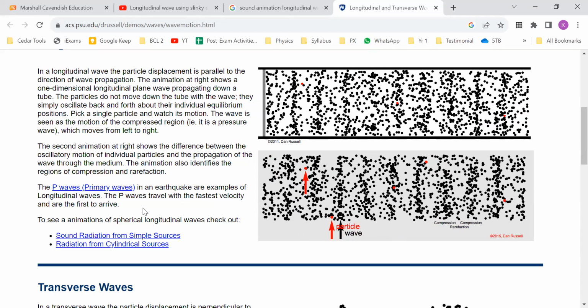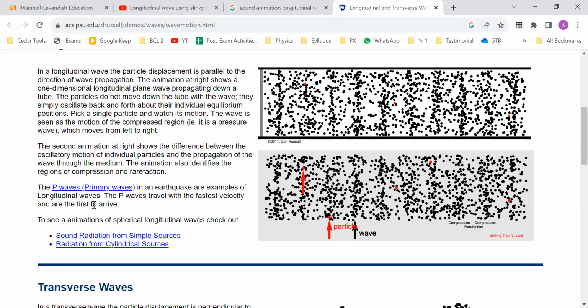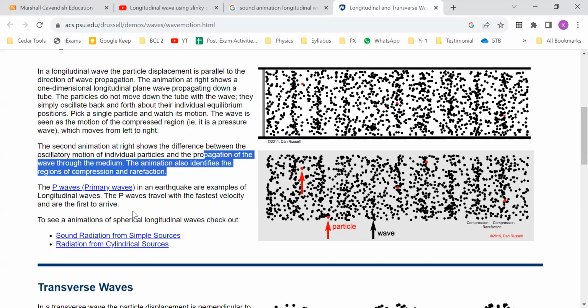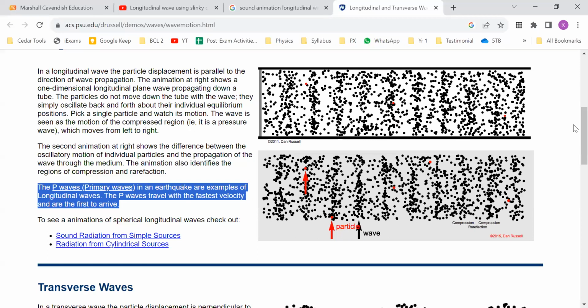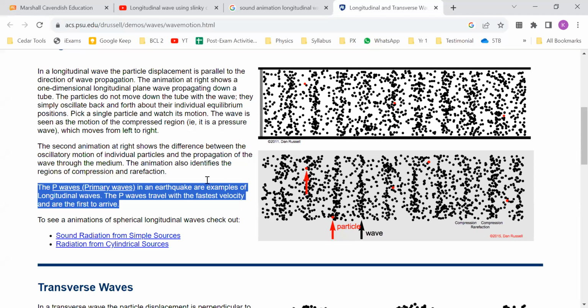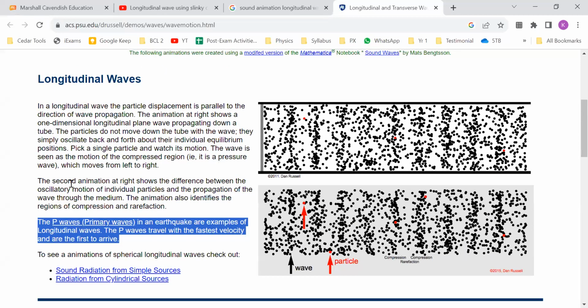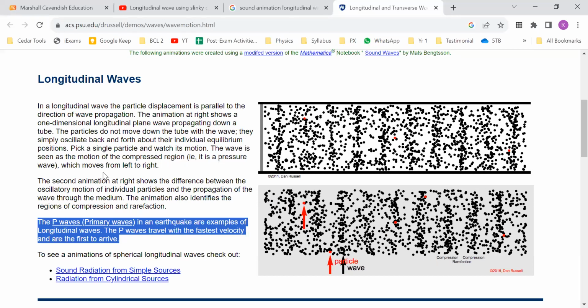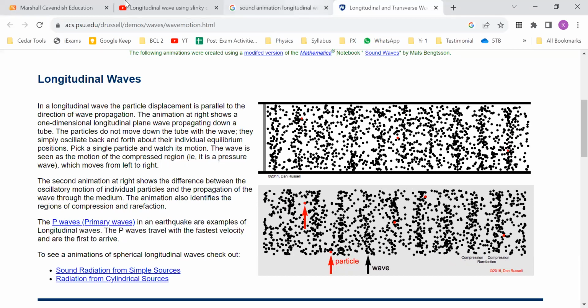And of course, here you can see another type of longitudinal wave, which is the P waves in an earthquake. This is something you learn in geography if you take geography. But in physics, the only longitudinal wave you need to know about is sound. You don't need to know about earthquakes. All right.